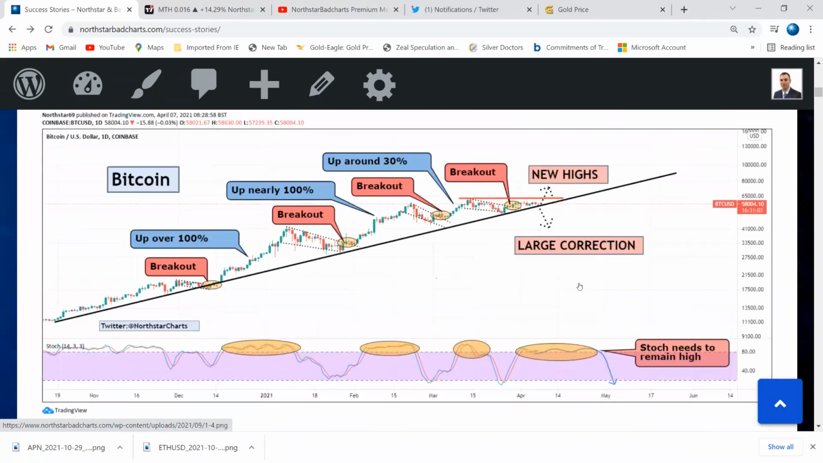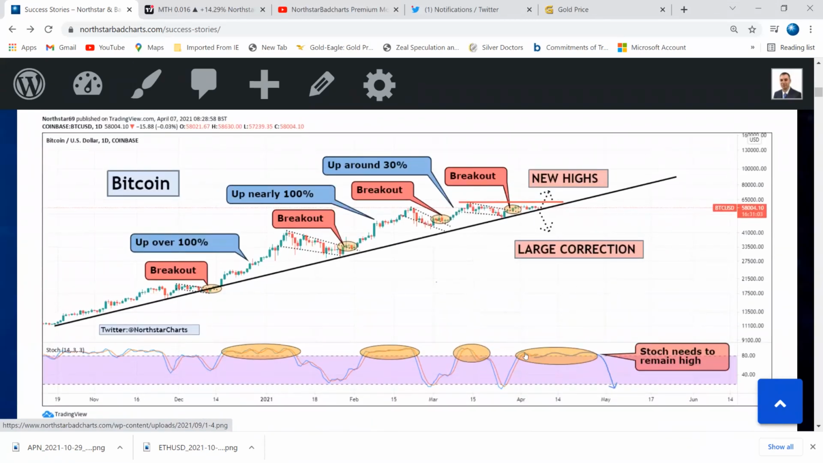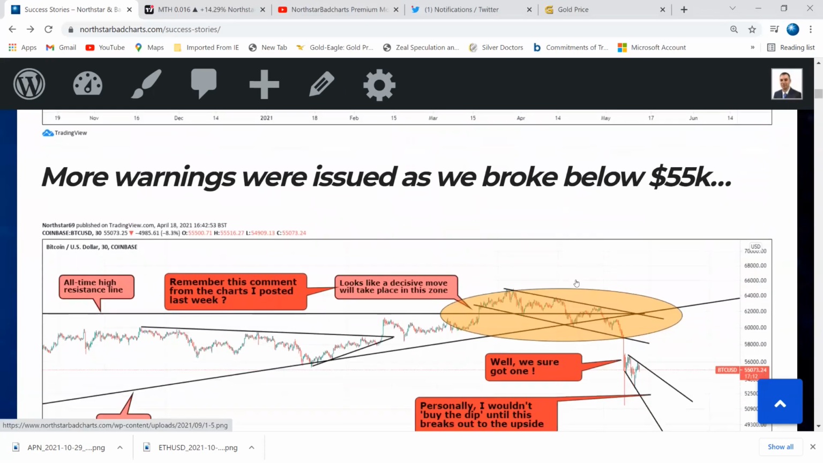And you can see that the stochastic indicator was forecast to remain high for a while, like it has done in previous examples, before breaking down and signifying a large correction. You see this here, we're at 58,000, showing the possibility of new highs, but that when this support line breaks, a large correction is highly likely.